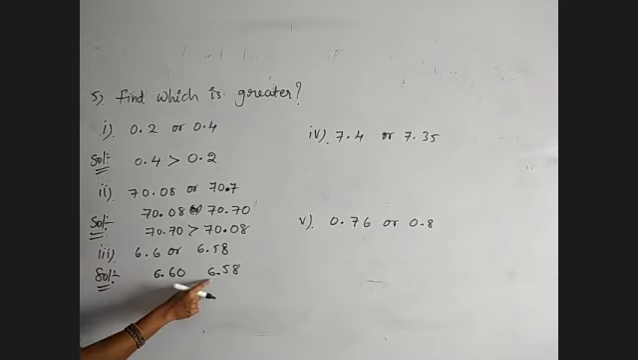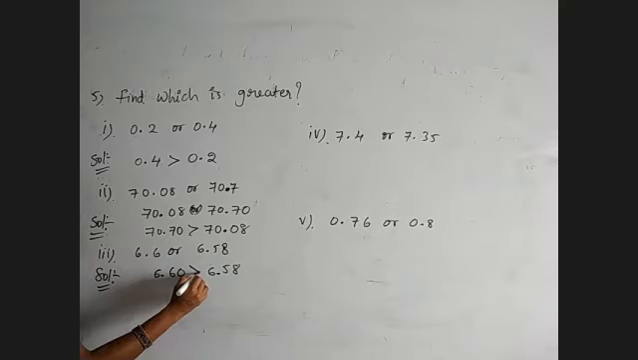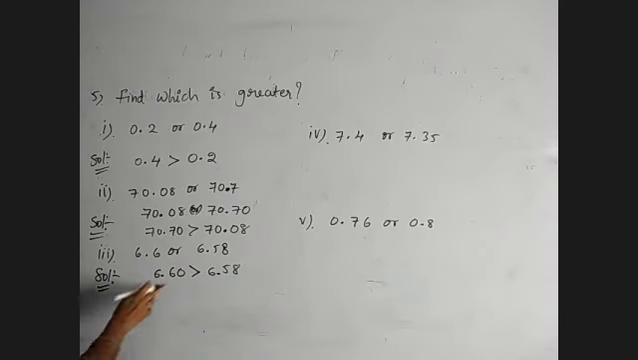Now 6 is the same in the whole number part. Coming to the decimal portion. Here first digit, the 10th digit, is 6. Here the 10th digit is 5. 6 is more than 5. So 6.60 is greater than 6.58. Okay. Then next.